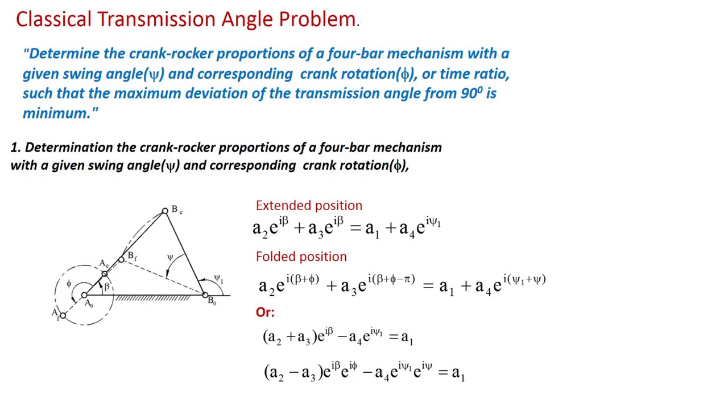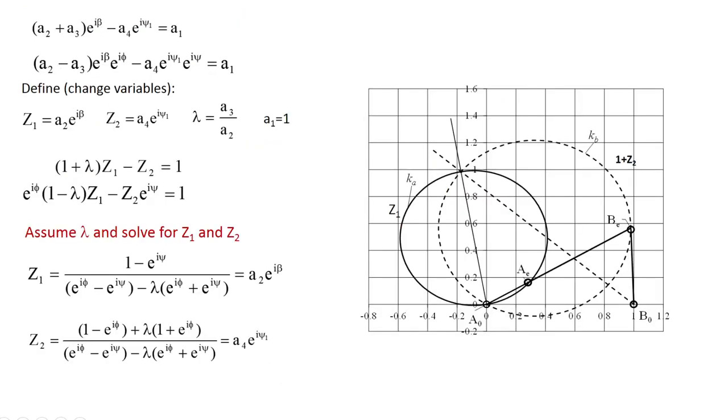I can select beta as a parameter. Instead, since we have five parameters, we change the parameters. We let Z1 equal A2 e to the I beta. That is the initial position of the input crank, A0A extended. Z2 equals A4 e to the I psi 1. That is this link extended, B0B extended. Z1 is a complex number, so it has two parameters. Z2 has two parameters, A2 and beta, A4 and psi 1 in polar form.